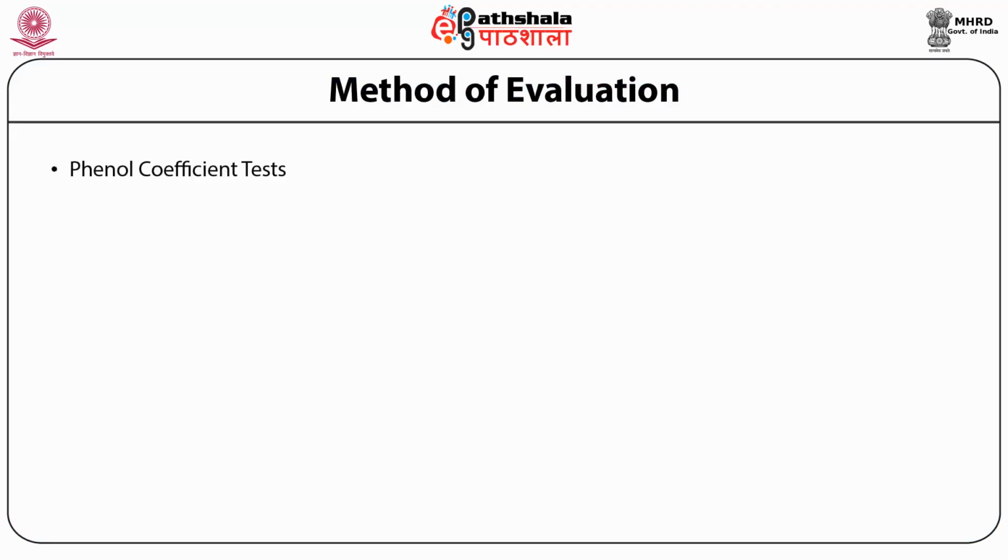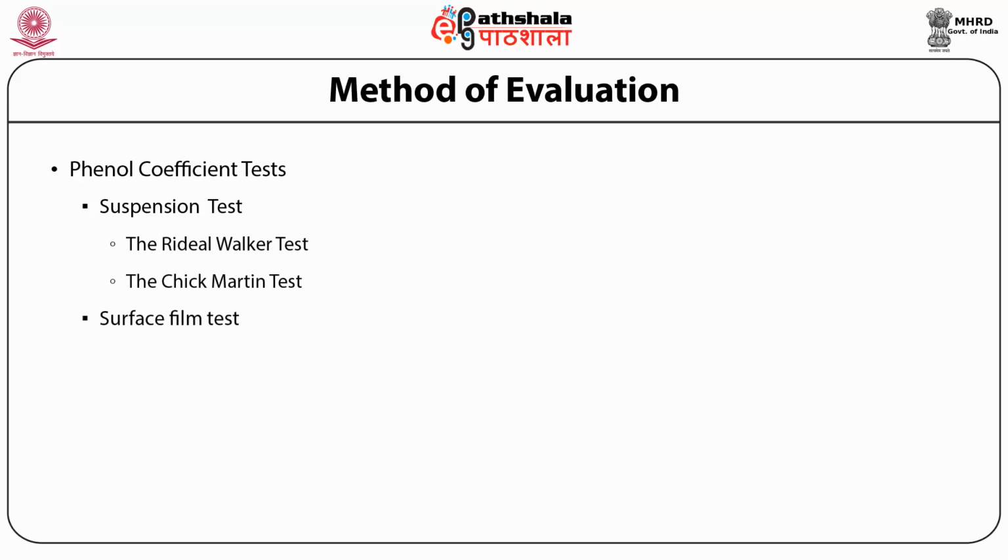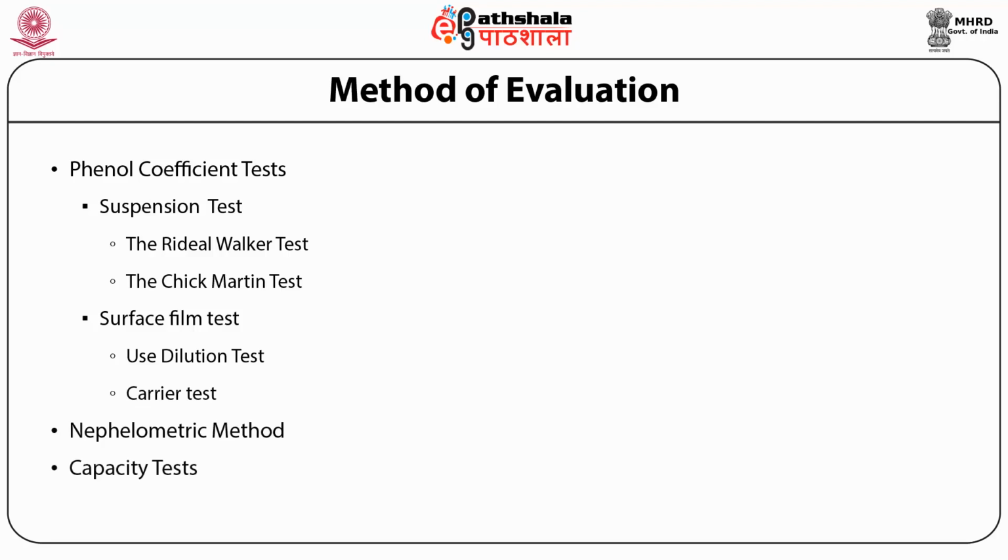Methods of evaluation of disinfectants or antimicrobials. Phenol coefficient test. There are different types of phenol coefficient test. Number 1, suspension test, and number 2, surface film test. Under suspension test, there are the Rideal-Walker test and the Chick-Martin test. Under surface film test, there are the use dilution test and the carrier test. The next methods of evaluation are the nephelometric method, then capacity tests and minimum inhibitory concentration.